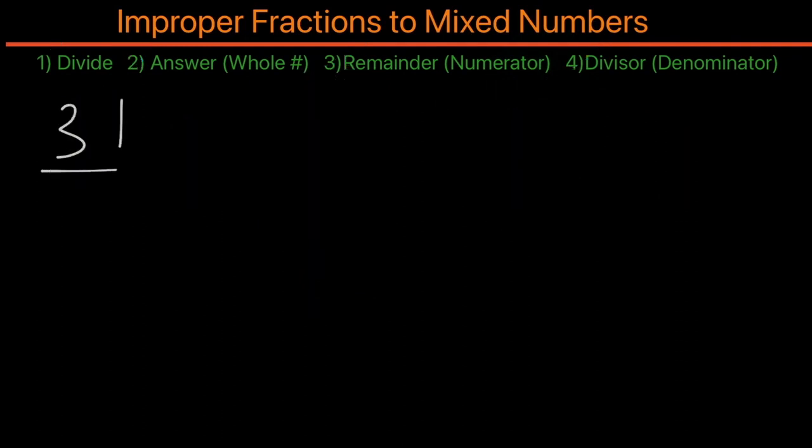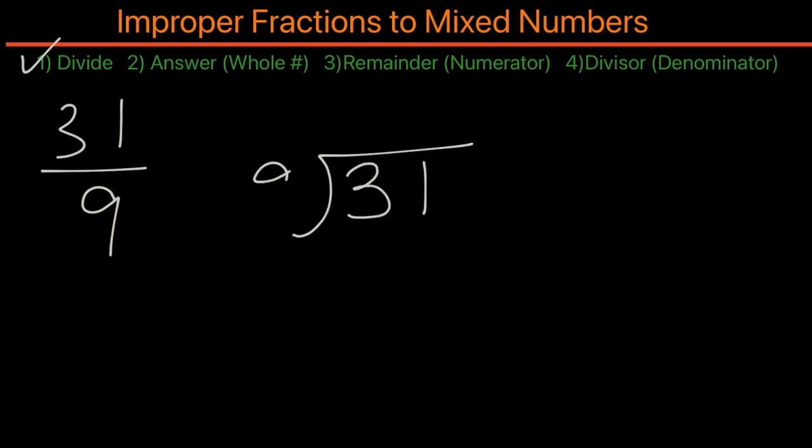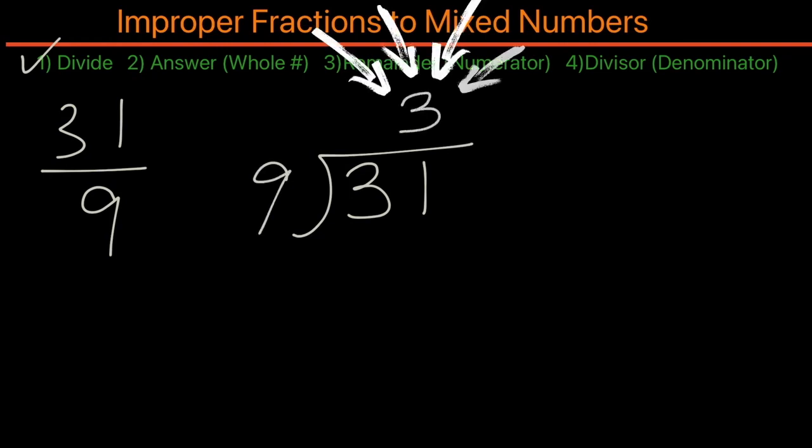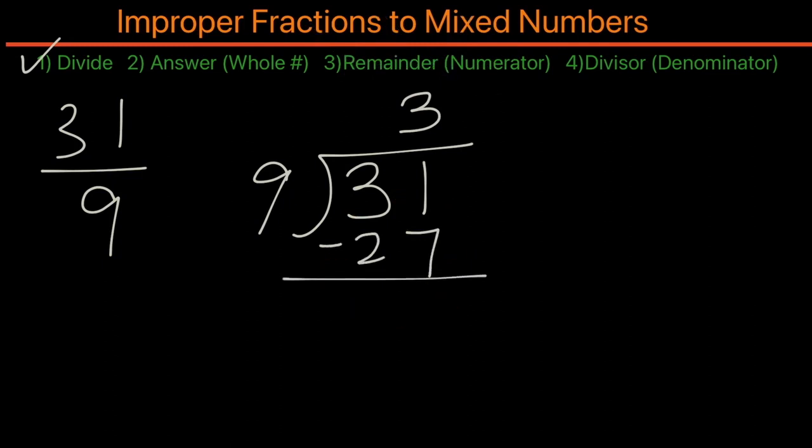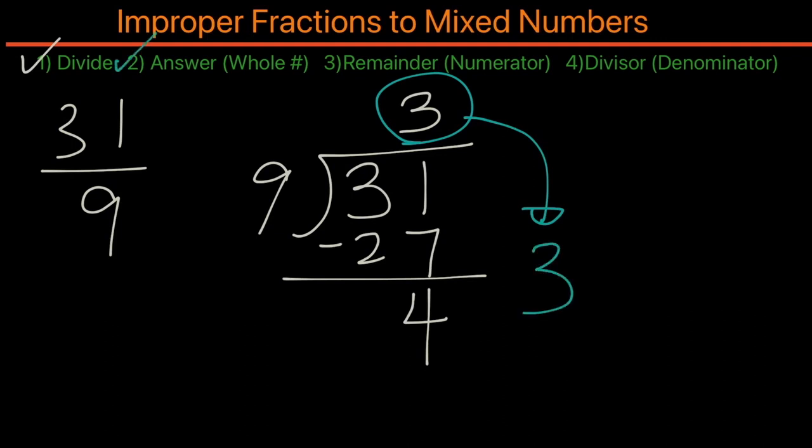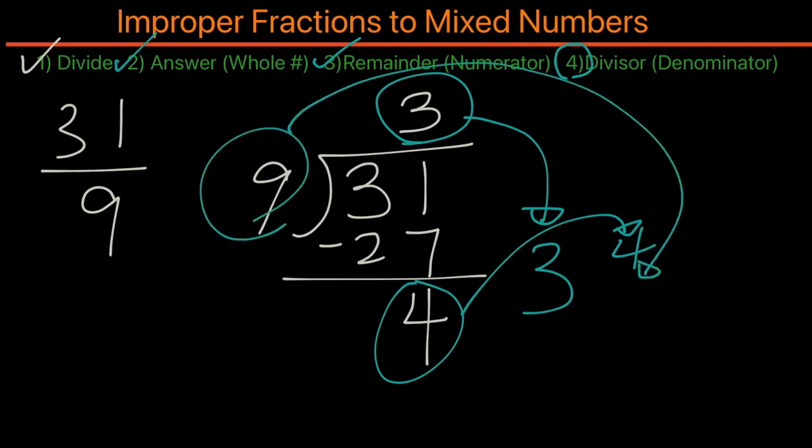Now what about this one? To go through the same process, we want to first divide. And we would times 9 by 3 to get 27. Subtract. 31 minus 27 is 4. Again, we want to go ahead and convert that to a mixed number. So the whole number here would be 3. The remainder, we want to place right on as a numerator, 4. And then the divisor of 9, that would be our denominator. So our answer would be 3, 4 over 9.